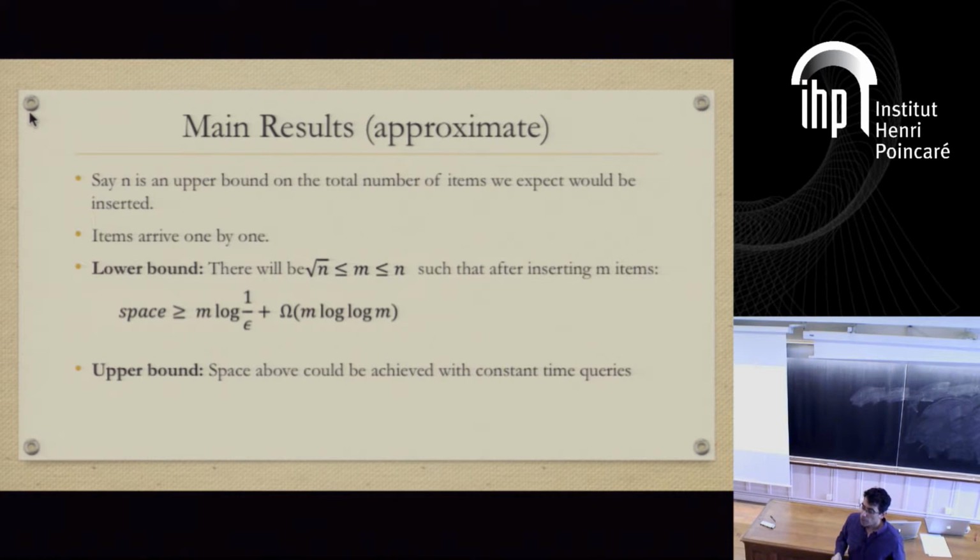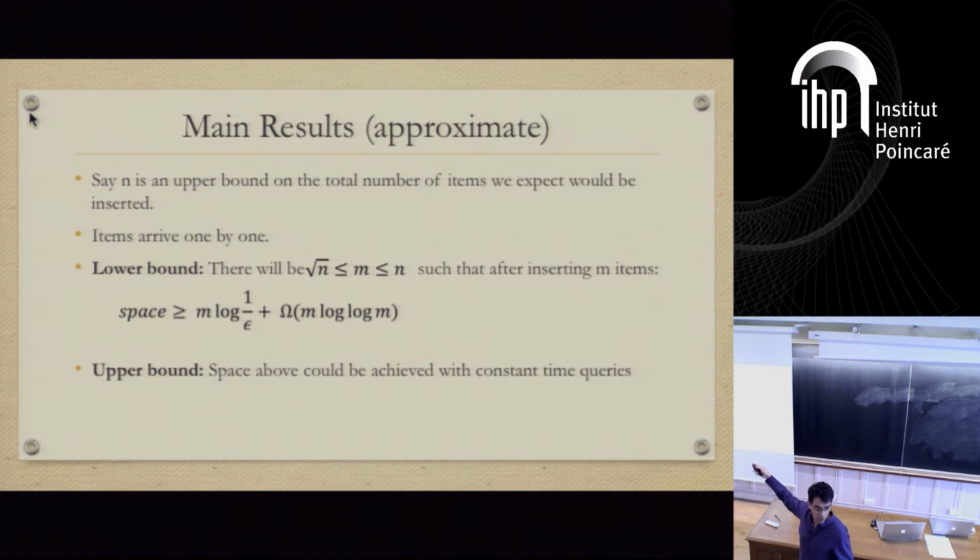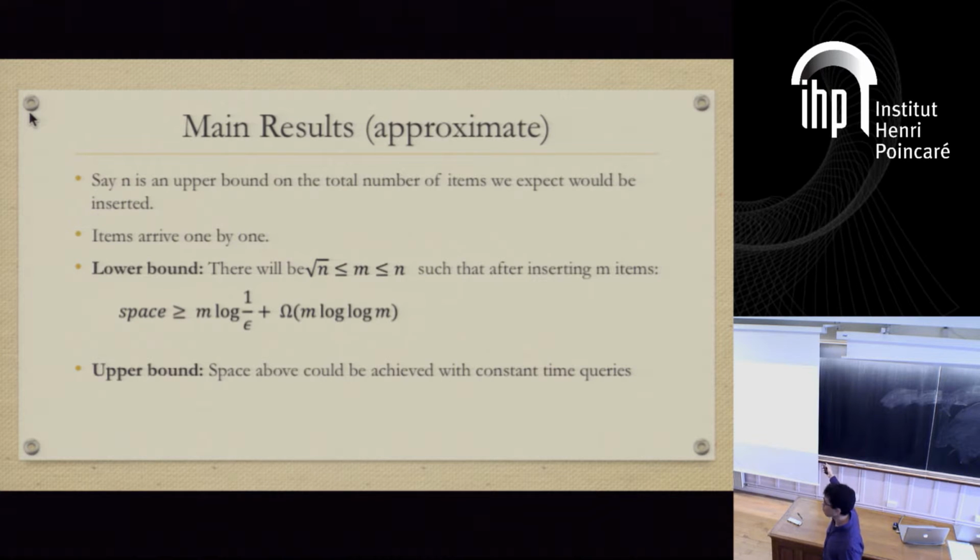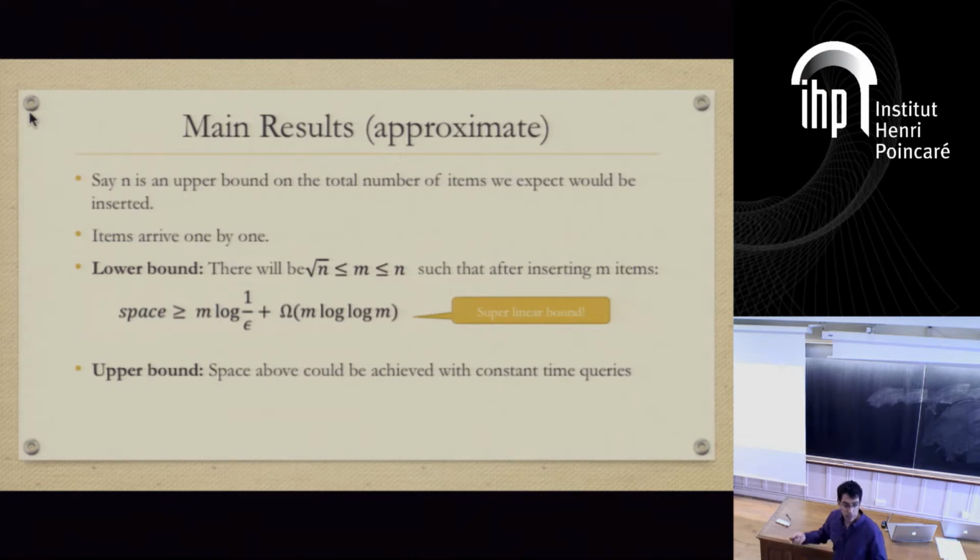So if you think about the number of bits that we have to spend per item, previously it was log 1 over epsilon. Now it's log 1 over epsilon plus log log m. So this log log m is a super-constant bound. It's a very modest one, but now it depends on the size of the set. So this is the stark difference between the dynamic case and the static case. That is, in fact, the heart of our result.